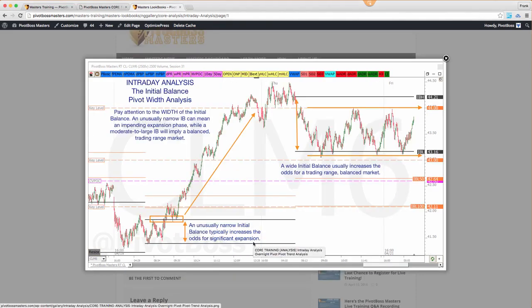All right, this is a quick slide showing the initial balance, and this one is really important just because of the pivot width analysis element. Remember, we talk about pivot width analysis, just the width of a given value area, however you define that value area. If that value area is very narrow, you should expect expansion. If the value area is moderate to large or wide, then you should expect balanced trading range activity.